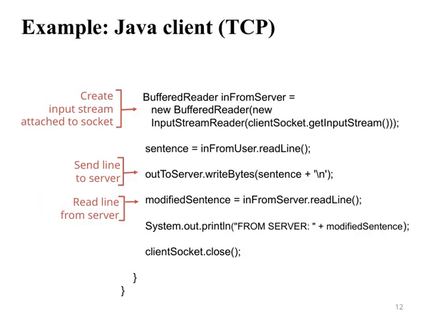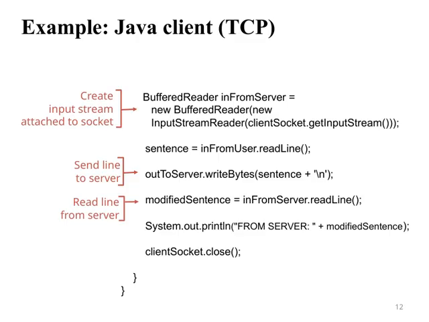In this slide, we're looking at an example of a Java client using TCP to communicate with a server. First, we create a BufferedReader called inFromServer, which is attached to the socket's input stream. This allows us to read lines of data coming from the server efficiently. Next, we see the line where we read input from the user with inFromUser.readLine. This is the message the user wants to send to the server.